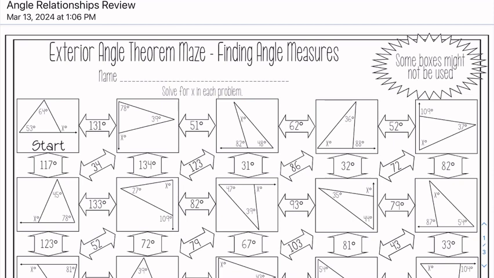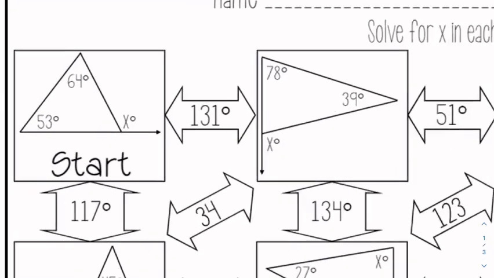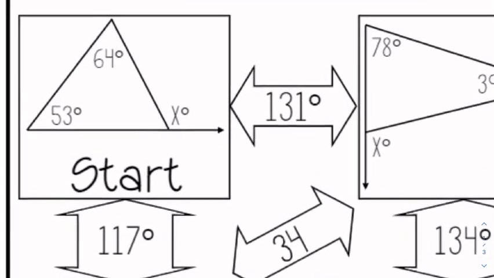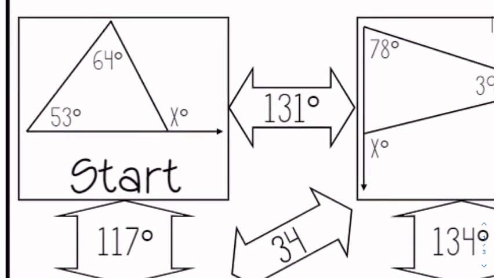So the first angle relationship we're going to review is the exterior angle theorem, and we're going to complete this maze, or we're going to start it together, and then I'll let you finish it. So looking at this first question where it says start, it is asking for the exterior angle, which is this angle out here outside of the triangle.